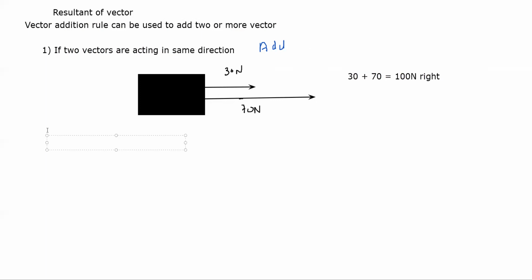If they're acting in opposite directions, how will I find the result? I will subtract them.